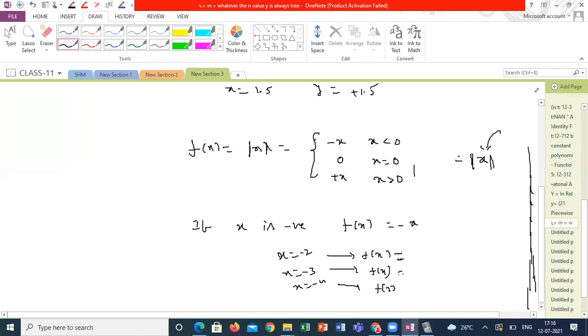Amsini, what are the f of x values? If I am substituting minus 2 in this, it will be plus 2. If I am substituting minus 3, plus 3. If I am substituting minus 4, plus 4. It is a piecewise function.